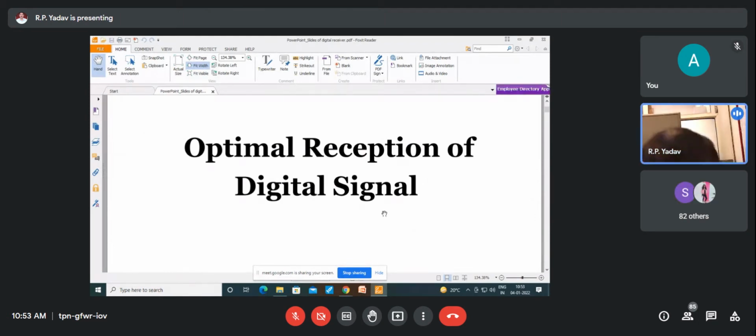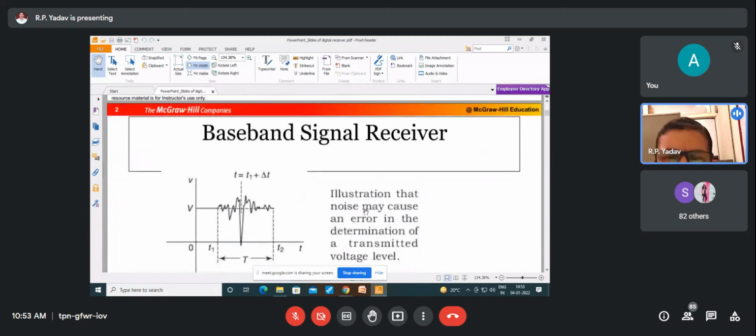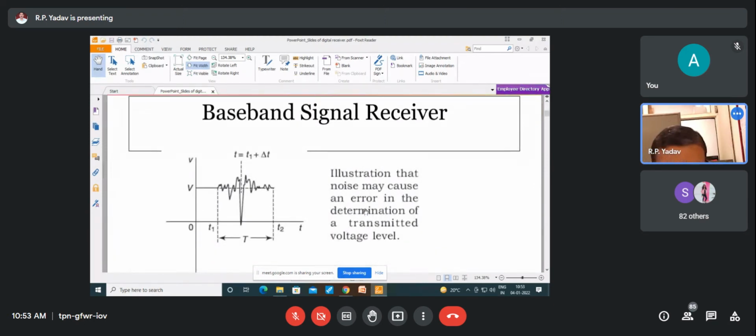Okay, so the next topic I want to start with is optimal reception of digital signals, because now we have talked about modulation. So how do we receive the signal back, and what are the different considerations in getting optimal reception? If we talk about a baseband signal receiver, the basic principle is this: suppose I'm transmitting a baseband signal, any binary signal that we want to transmit.